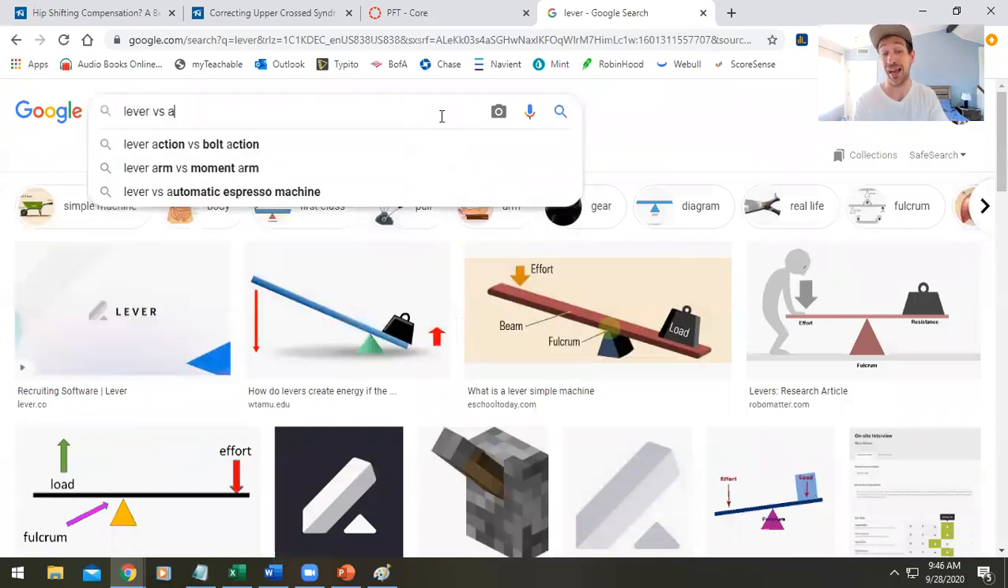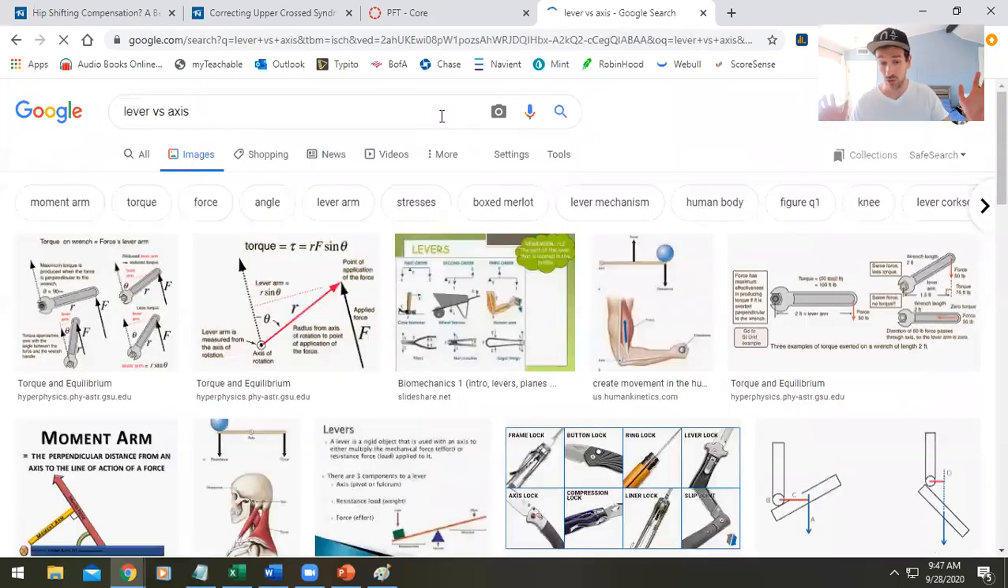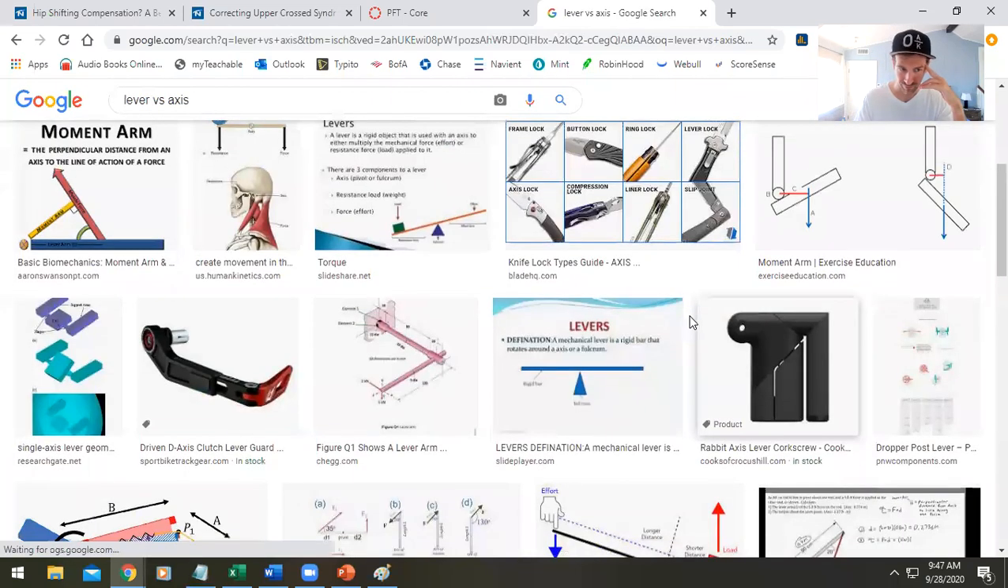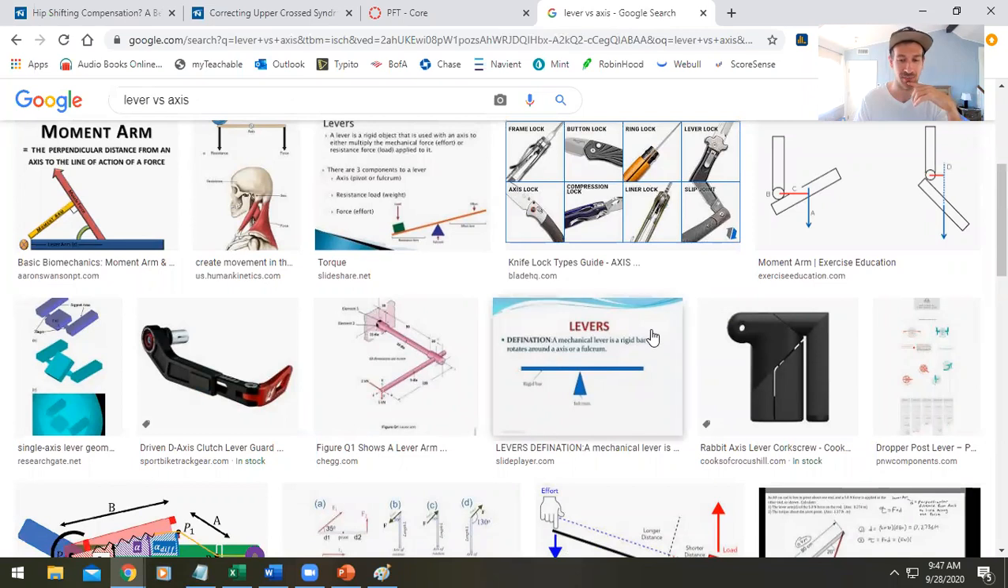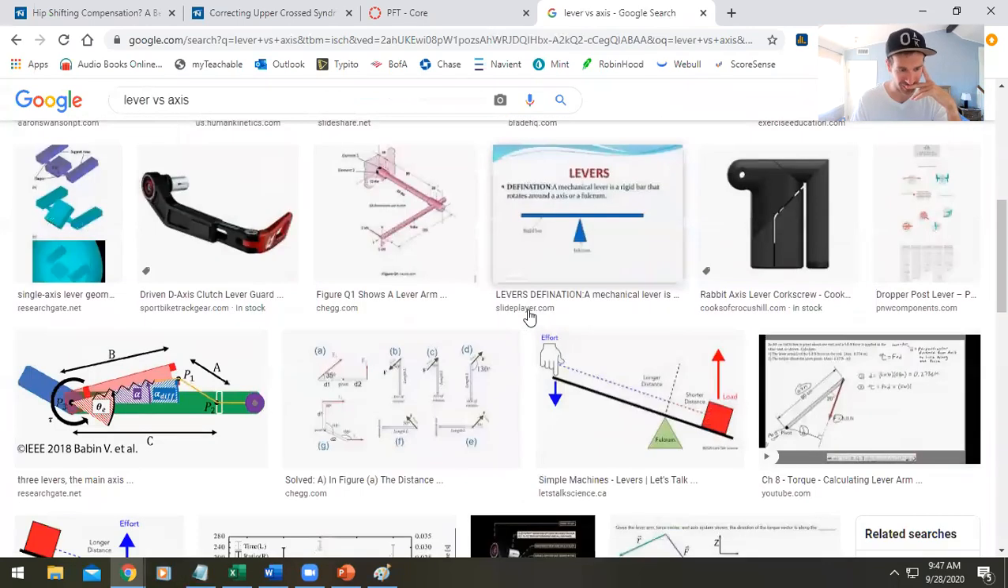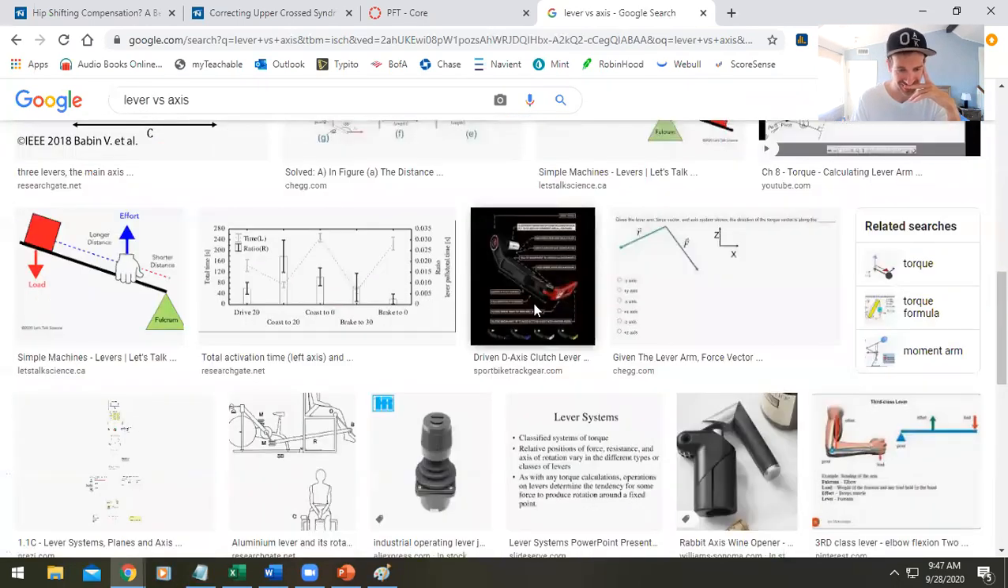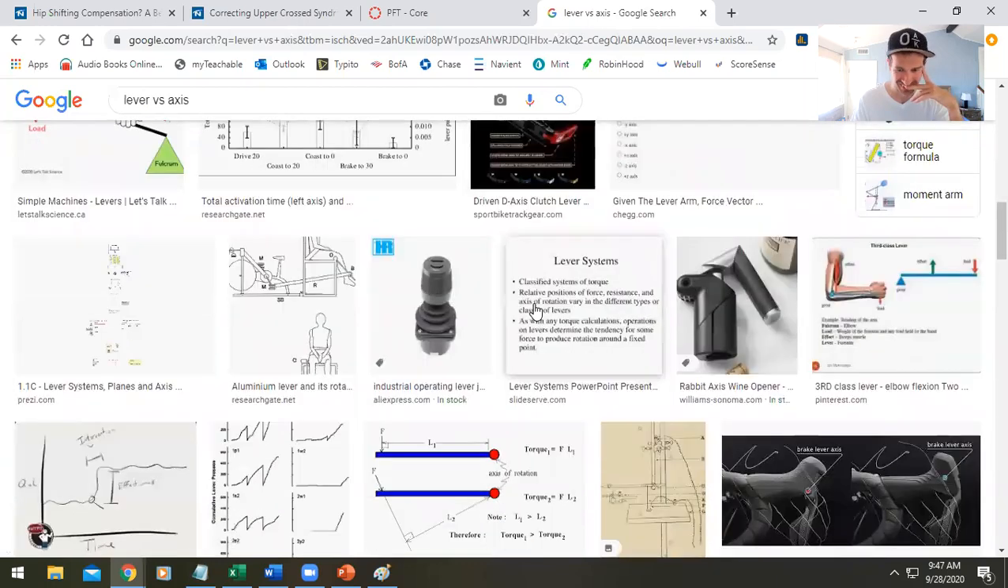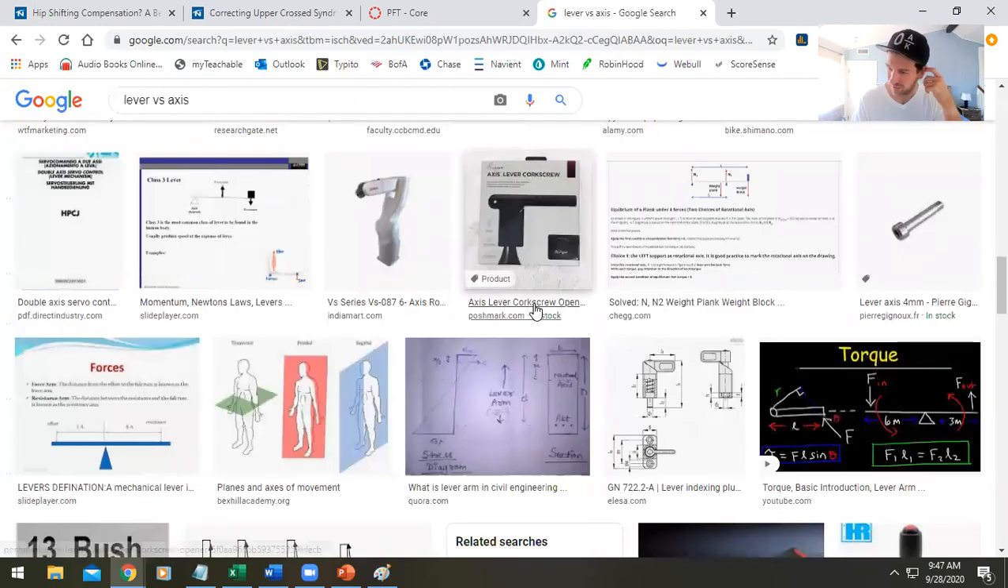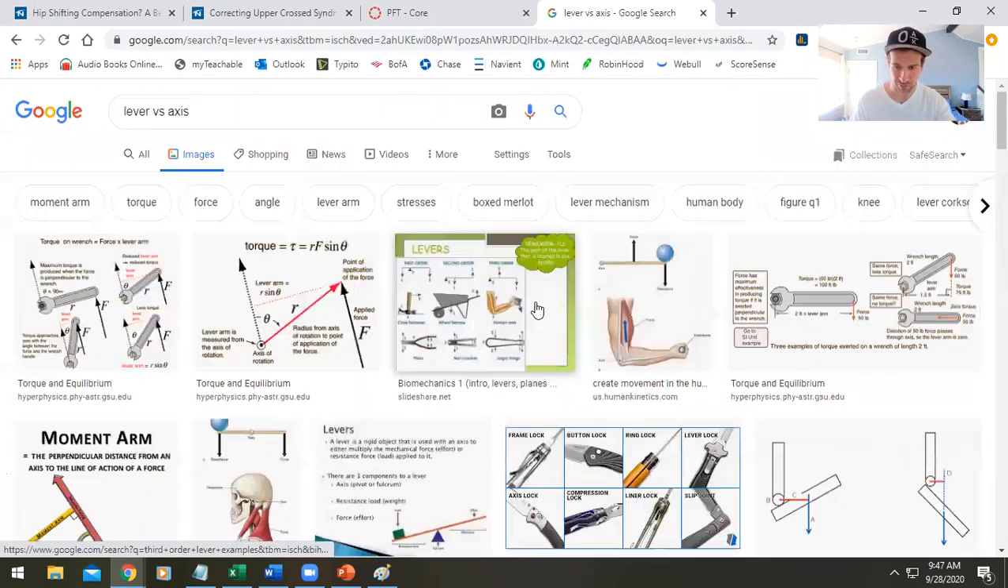Lever versus axis. Google. Not helping me. See, this is one thing. I love NASM to death, but they kill me with this part. They really just screw this up with their labeling. I don't know if they're British or what.